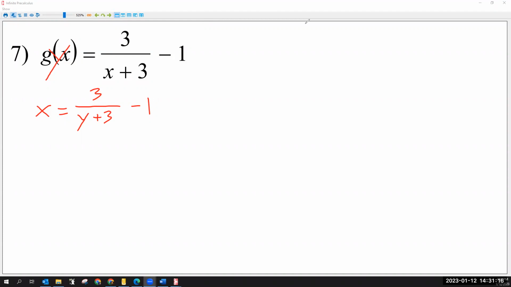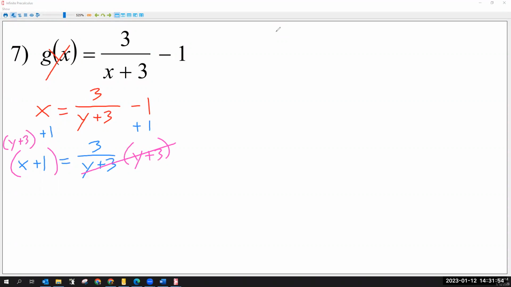Need to get rid of the minus 1 first, so we're going to add 1 to both sides. X plus 1, parentheses there, x plus 1 equals 3 over y plus 3. Now I want to get the y by itself, but the y is in the bottom of a fraction. So what we're going to do is multiply by y plus 3. Same thing we did for other fractions. We multiplied by our denominator, and that cancels those out. But if I multiply that side, I need to multiply this side by y plus 3 as well. And I'm not going to actually FOIL those or distribute those.